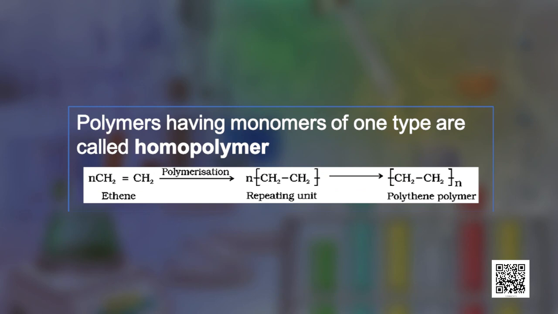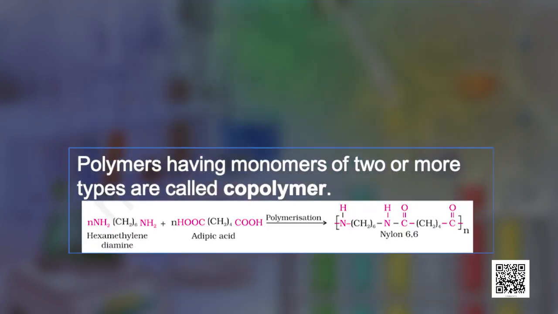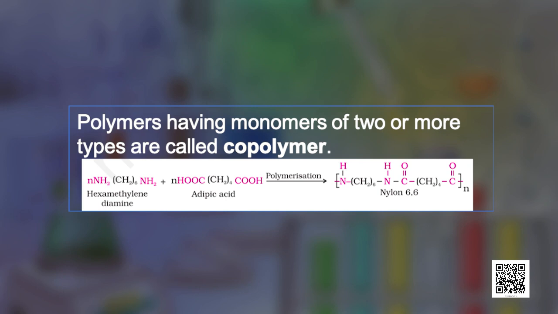Polymers having monomers of one type are called homopolymers. The transformation of ethene to polythene is an example of homopolymerization. Polymers having monomers of two or more types are called copolymers. The interaction of hexamethylene diamine and adipic acid leading to the formation of nylon 6,6 is an example of copolymerization.